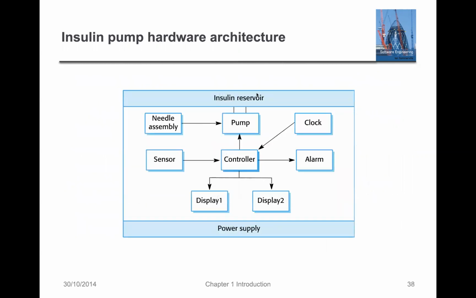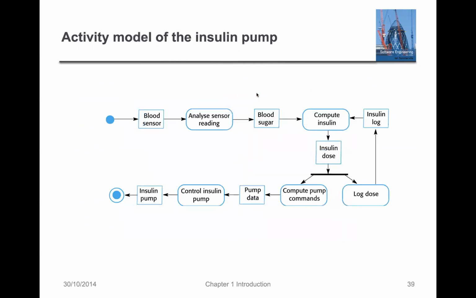And this is the method. If we go to the next diagram, you get the blood sensor to analyze the reading, and then it outputs the blood sugar level. The system computes the amount of insulin based on this sugar level and the insulin log. The insulin log tells you that at this time I've given you insulin, or at this time you are required to get insulin. So this is the log. Getting information from the blood sugar level and the insulin log, it computes the required amount of insulin that you are supposed to have.